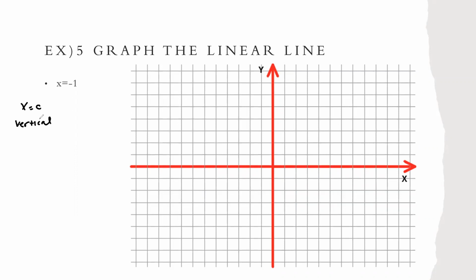So there's really no method. You can't do the rise over run. You can't find the x and y intercept. You just graph it vertically. So it's on the x-axis. So x equals -1 will look right here. Here's -1. And then just draw a vertical line like this, right?